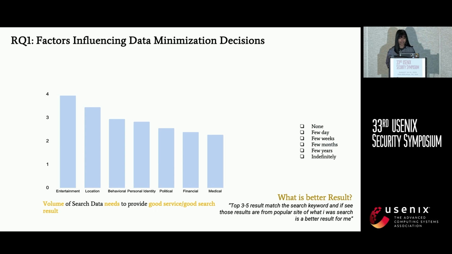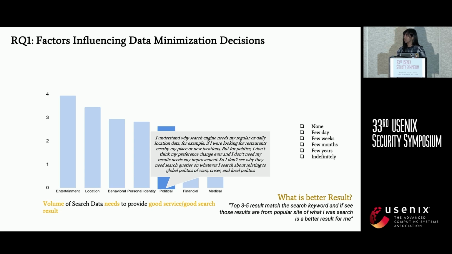Next, some insight on the main factors influencing users' decisions on data minimization designs is their perception of how much data is needed to generate good search results. They rationalize these decisions based on what they consider reasonably good search results. Most users feel that if they were searching for a political topic, the data should only be kept for a few days to a few weeks. One participant, P21, compared political data to location data, saying that he might need to find a different restaurant as his preferences might change over time, but political preferences don't change. So he didn't think the search engine needs his political search data to improve results.